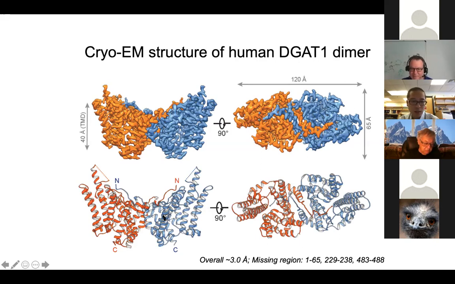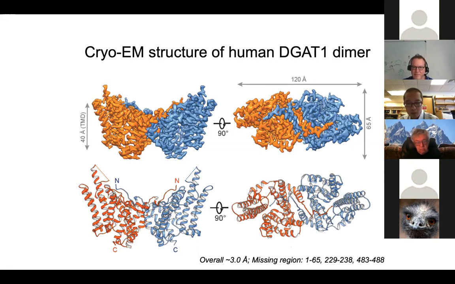You can see this is the dimer interface, and the protein uses a domain-swapped domain to form a dimer. We do have some missing regions, for example the very N-terminus and also the very C-terminus, and in the middle part a few amino acids. This is probably due to those regions having high flexibility, so we didn't resolve them.